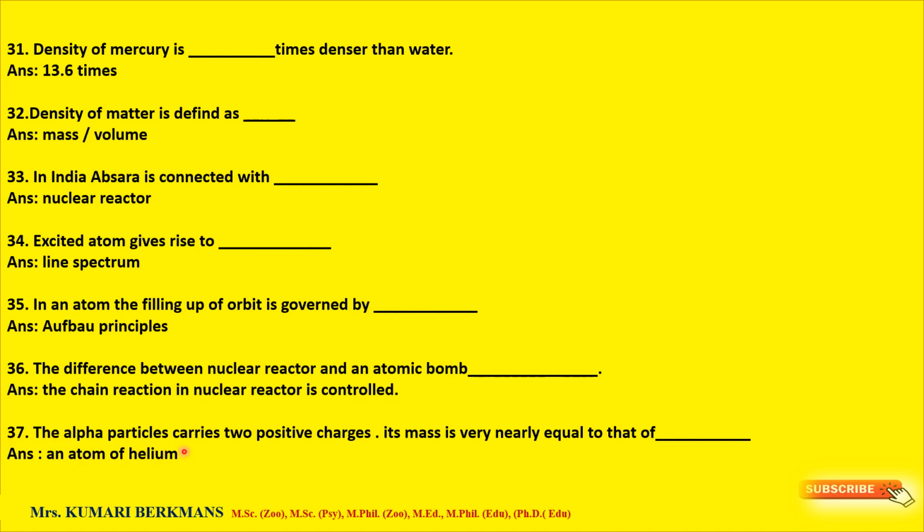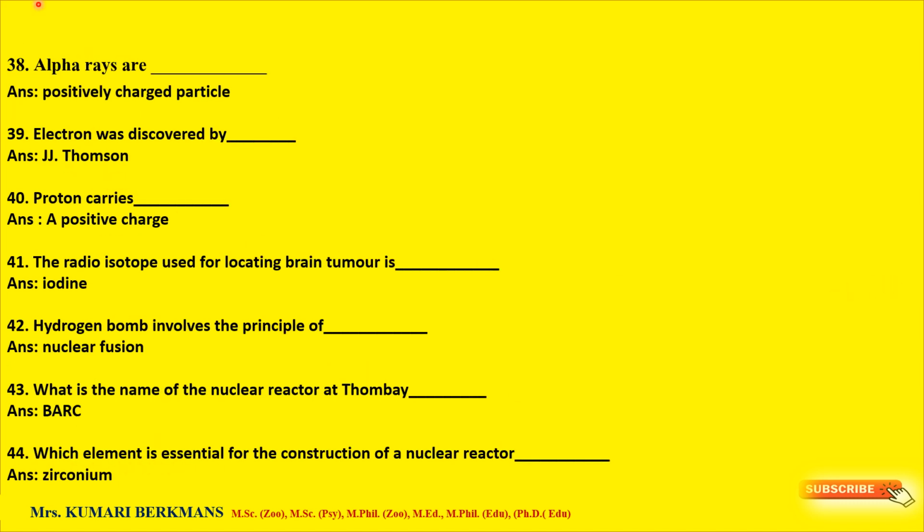Now, the alpha particle carries two positive charges. Its mass is very nearly equal to that of an atom of helium. Next one. Alpha rays are positively charged particles.